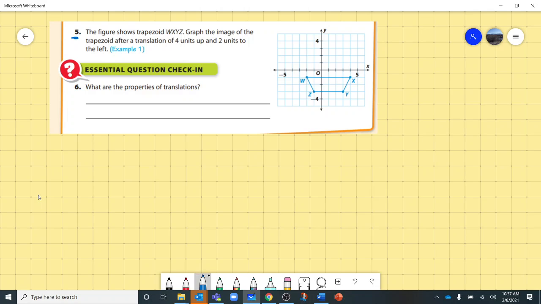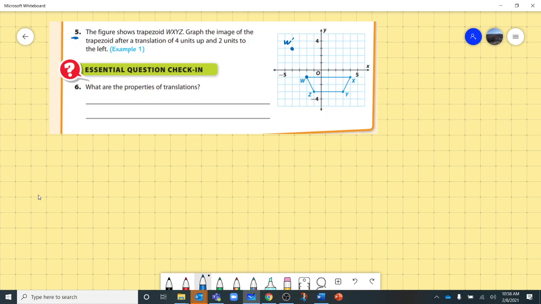Okay, so all I'm going to do for this is start at W, and I'm supposed to translate it 4 units up. So I'm going to start right here at W. I'm going to count up 4 units. 1, 2, 3, 4, and then 2 units to the left. So I'm going to go from here, 2 units to the left. 1, 2. Okay, there's my new point. I'm going to call that W apostrophe. We call that W prime. And that's that point for the image, the new image.